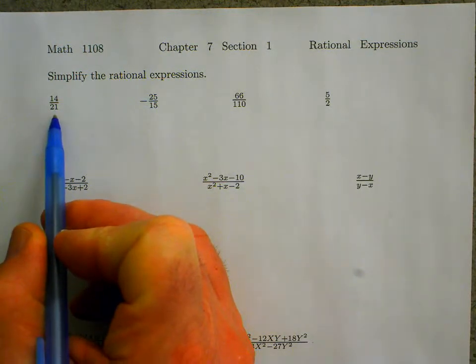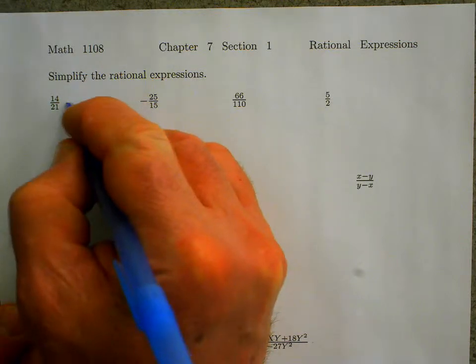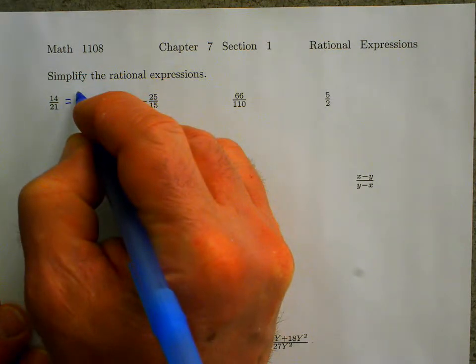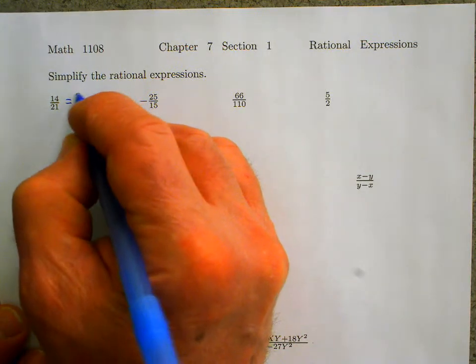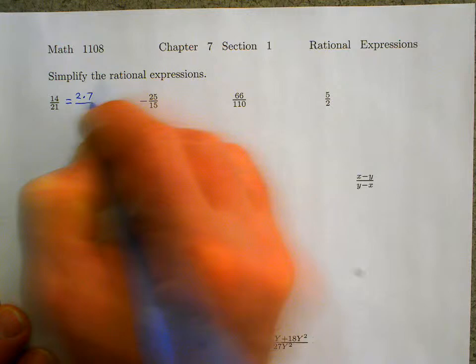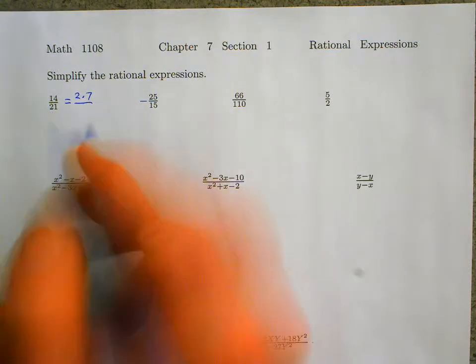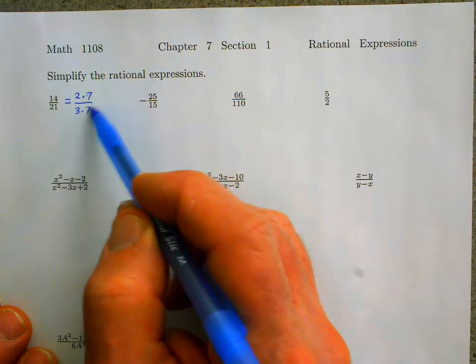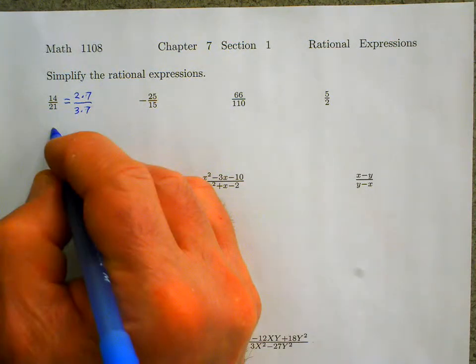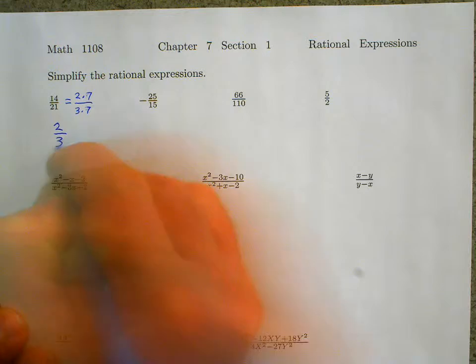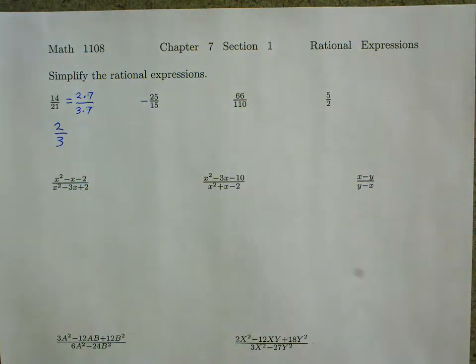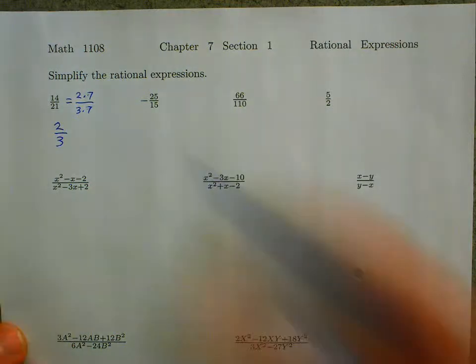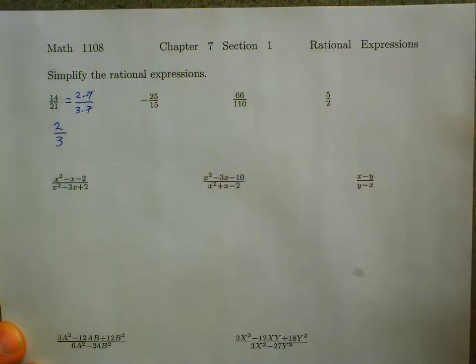So 14 divided by 21, if we write the numerator in factored form using prime numbers, 14 is 2 times 7, and in the denominator 21 is 3 times 7, and 7 divided by 7 equals 1. So this fraction simplified is the fraction 2/3, because 7 divided by 7 is 1.